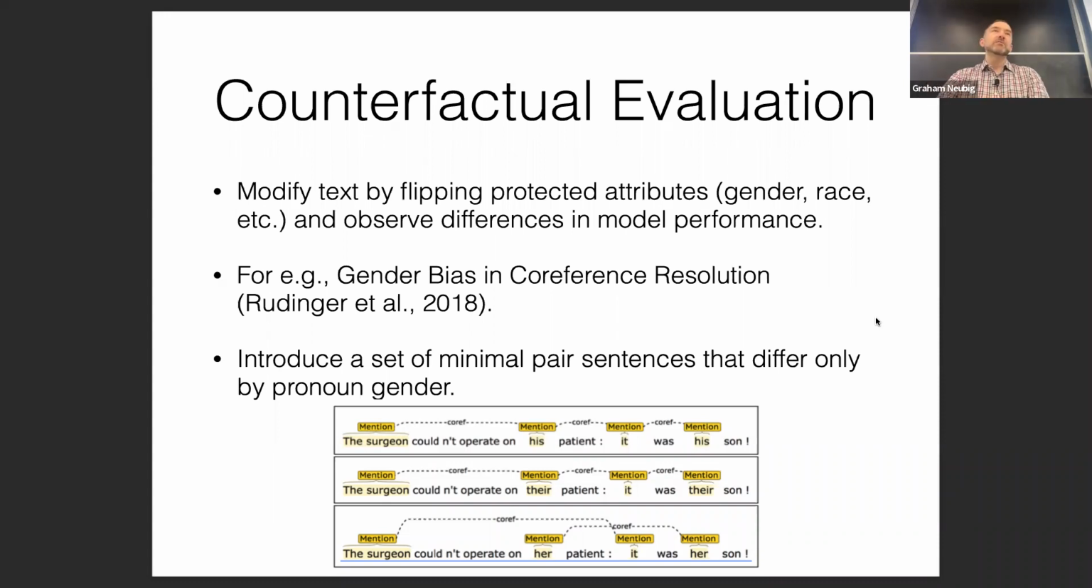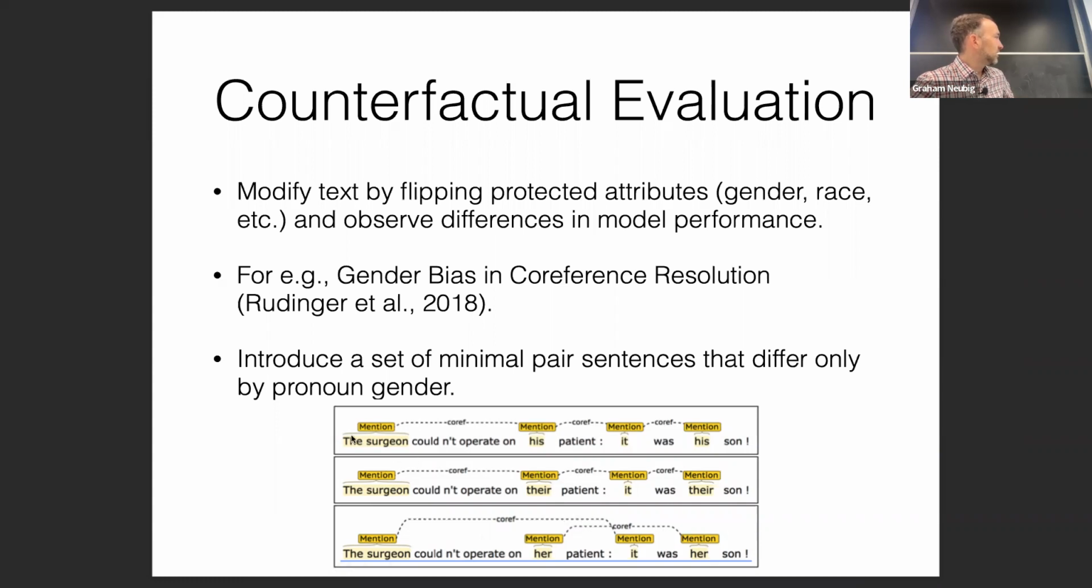And just to give one example, there's a nice paper on gender bias in co-reference resolution. I forget if it's called the WinoGender corpus or if it has a different name specifically for the co-reference resolution one. But basically, they introduce a set of minimal pair sentences, much like Winograd schema, where they have: the surgeon couldn't operate on his patient, it was his son. The surgeon couldn't operate on their patient, it was their son. And the surgeon couldn't operate on her patient, it was her son.